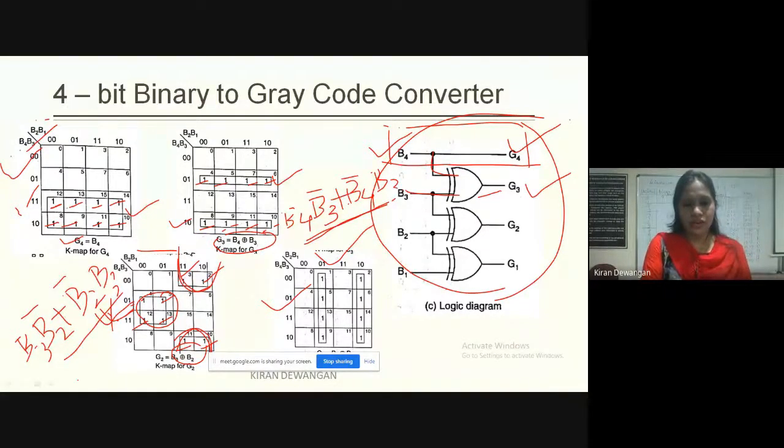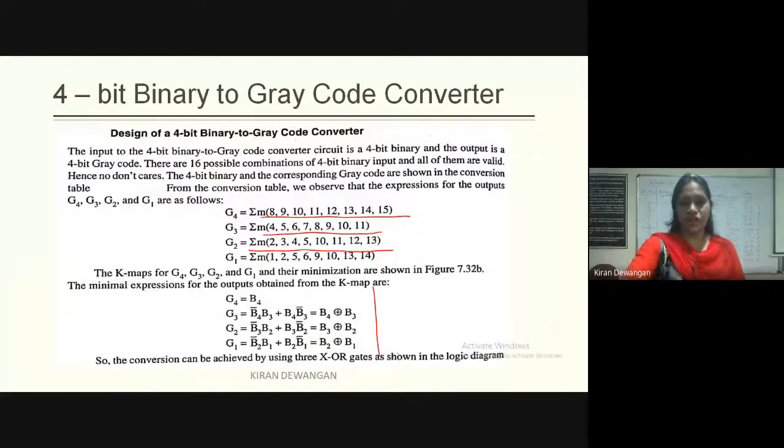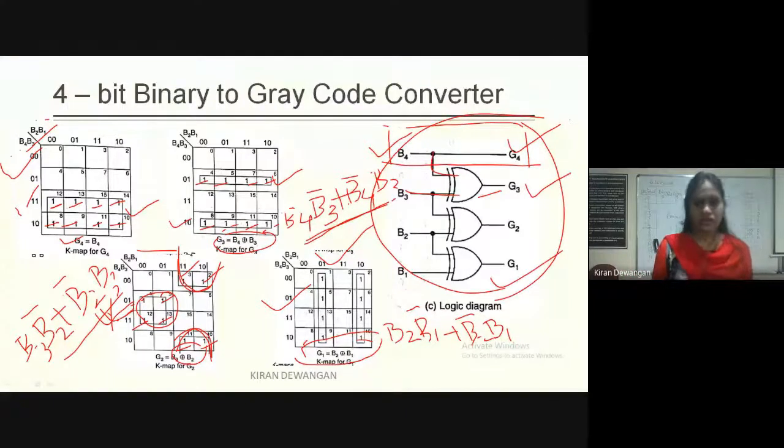इसका expression क्या होगा? What will be the expression for this one? It is B2 B1 bar plus B2 bar B1, and it is B2 XOR B1. Clear? So this is how we'll be getting our XOR output. And here we have designed our binary to gray code. Concept is clear, everyone? Clear, right?